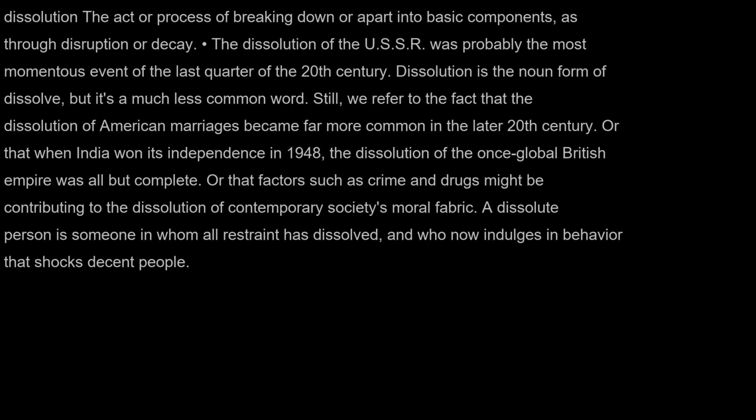Still, we refer to the fact that the dissolution of American marriages became far more common in the later 20th century. Or that when India won its independence in 1948, the dissolution of the once global British Empire was all but complete. Or that factors such as crime and drugs might be contributing to the dissolution of contemporary society's moral fabric. A dissolute person is someone in whom all restraint has dissolved, and who now indulges in behavior that shocks decent people.